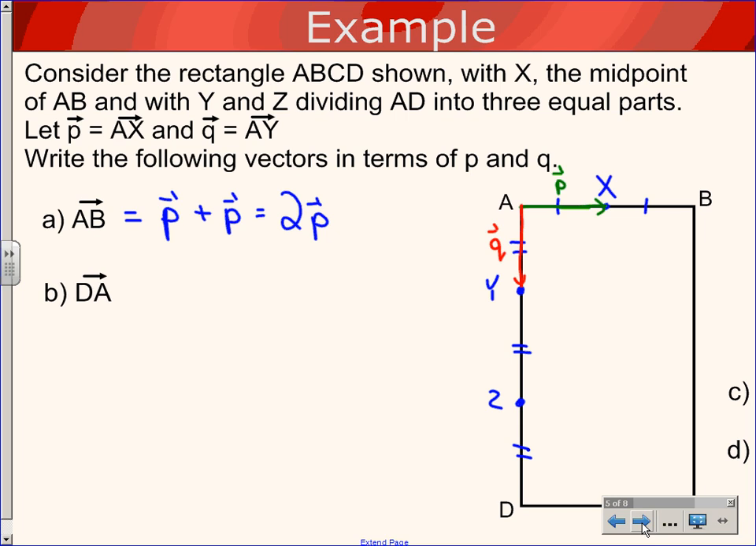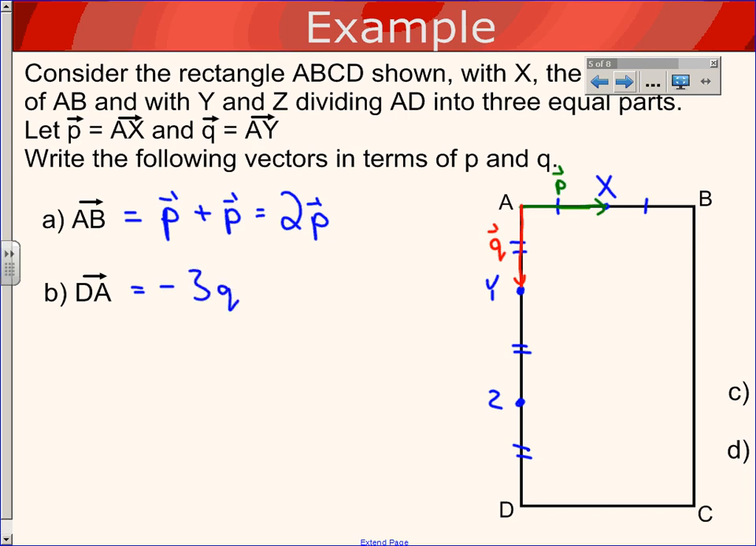Vector dA. So starting at the bottom left, and we need to get all the way to the top left. So this time we're going to have to use vector q, but we're going in the opposite direction. So it's going to have to be a negative, and we need 3 of those distances in order to cover the distance. So we can write that as minus 3 vector q's. Again, 3 q's would take you from A down to D. I'm putting the minus in front because I want to go in the opposite direction.